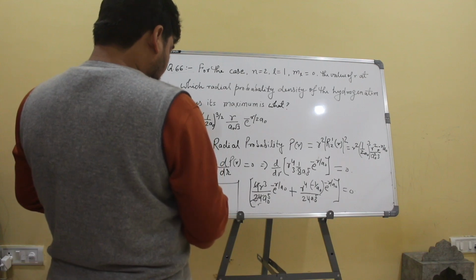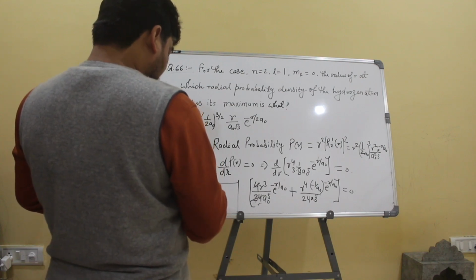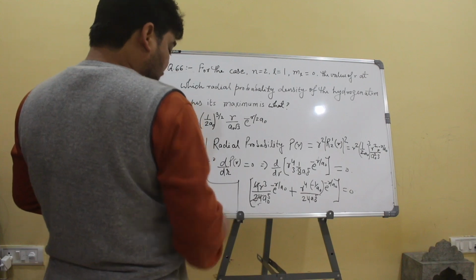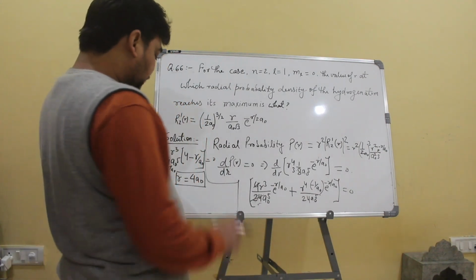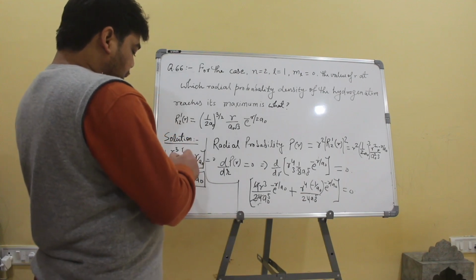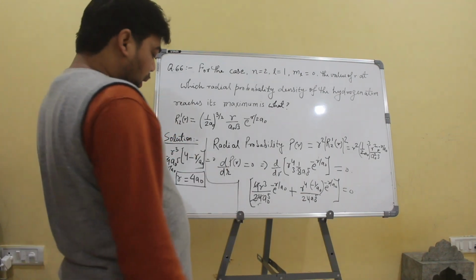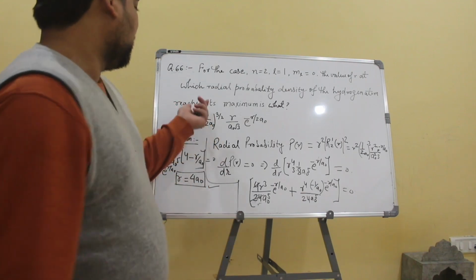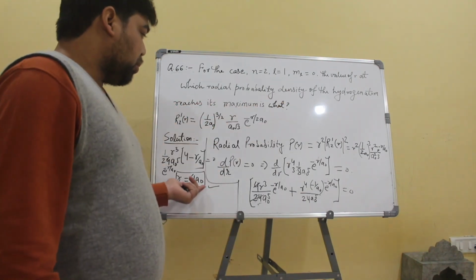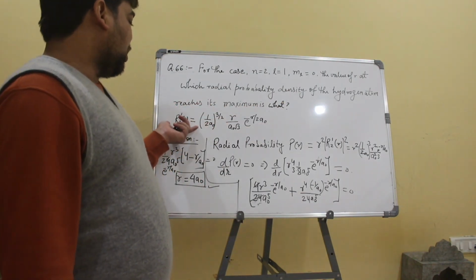Right? So r is nothing but 4a naught. So this is your equilibrium radius, r equals 4a naught, as the other terms are not going to be 0. Right? So this is the answer. So this probability density is maximum at r equals 4a naught.